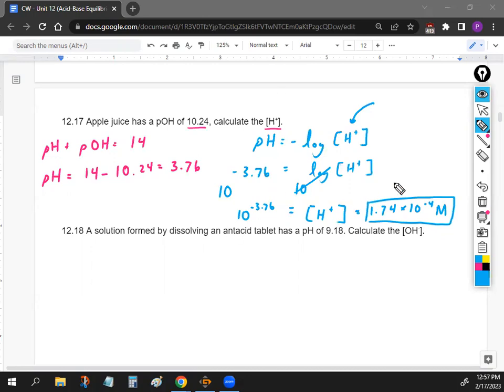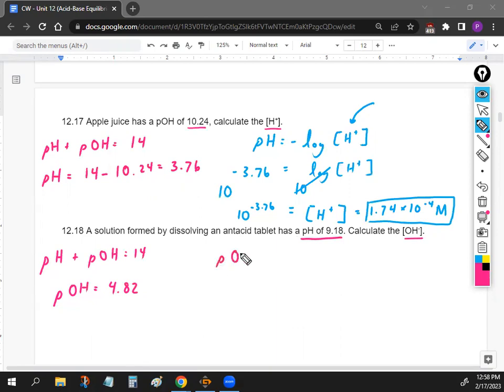Okay, same thing for 12.18. So I'll go through this one very quickly. Here you have a pH of 9.18 and you want to find OH minus. So what we can do is basically the same thing. We can use the relationship pH plus pOH is 14. And then you can find out that pOH is going to have a value of 4.82. All you need to do is 14 minus that.